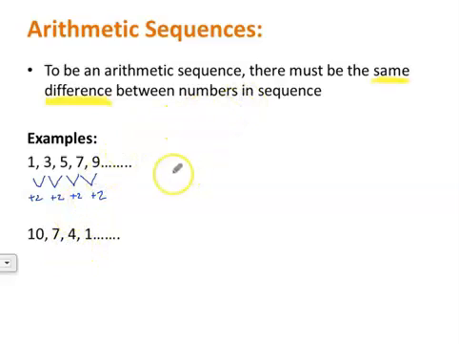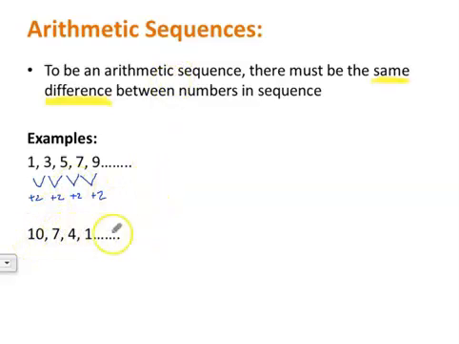So because the difference between each of our terms, and that's what we call the numbers in our arithmetic sequence, we call each number a term. So the difference between each term is increasing by 2. So since it's increasing by the same amount each time, that means it's an arithmetic sequence.